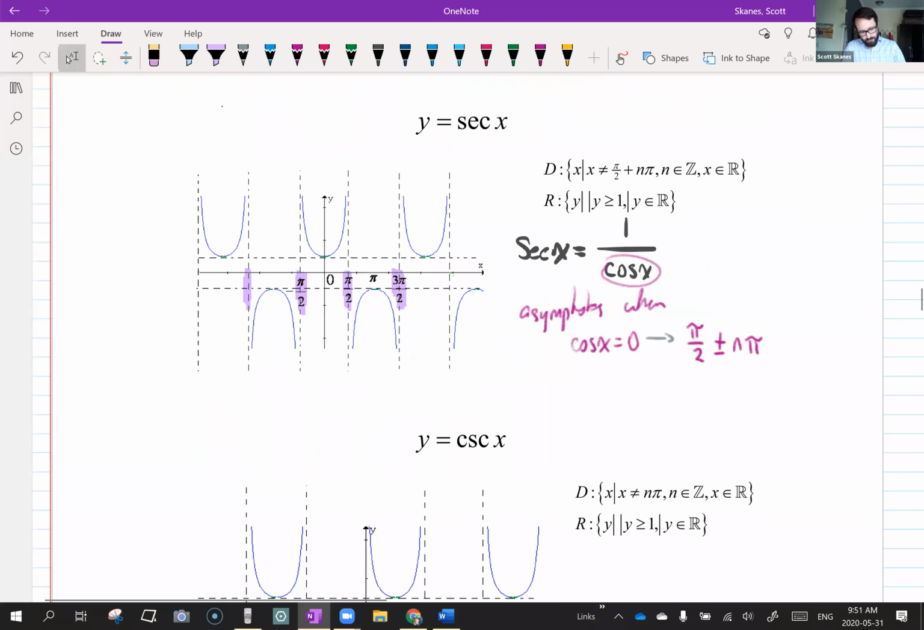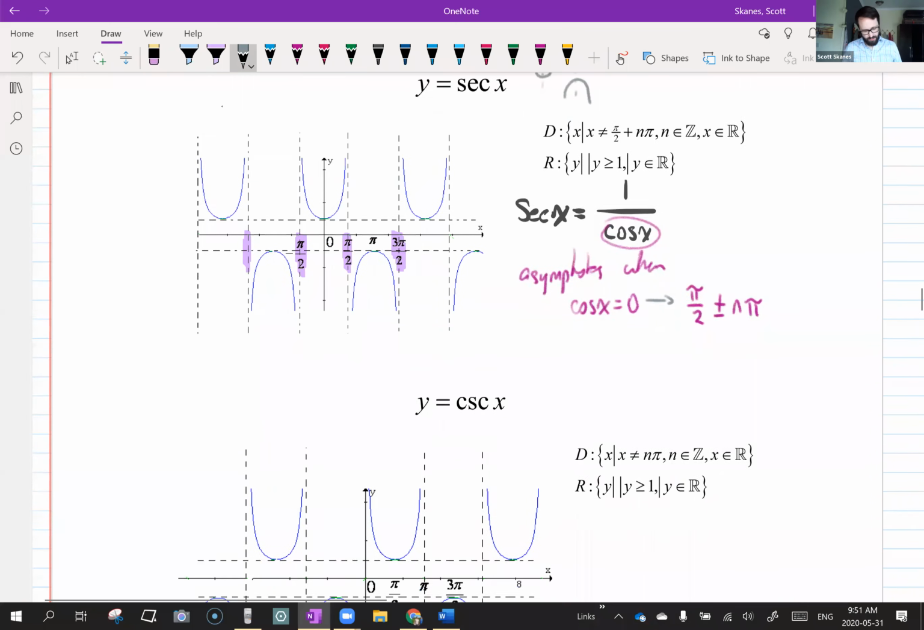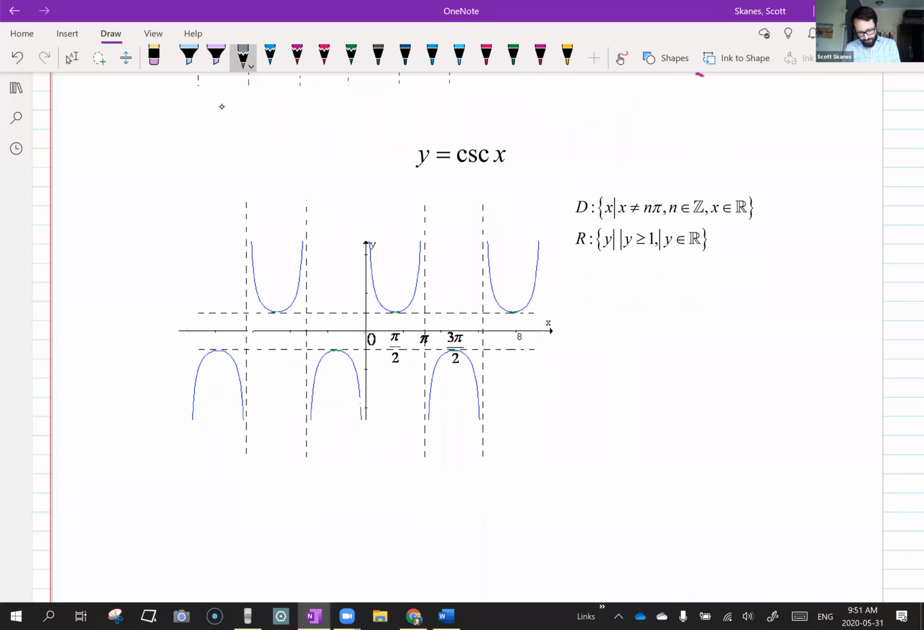And secant, they look kind of like cups. It doesn't have that linear shape, it has a cup shape. Cosecant is the exact same shape. The only difference is where the asymptotes are. The asymptotes are kind of like this. And let's just finish our story here. Cosecant is 1 over something, just like secant. It's 1 over sine.